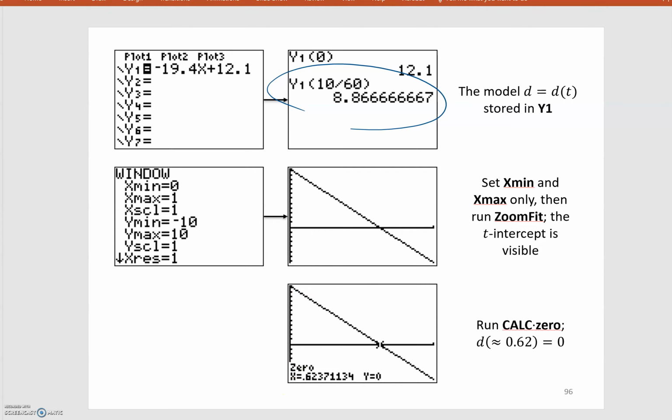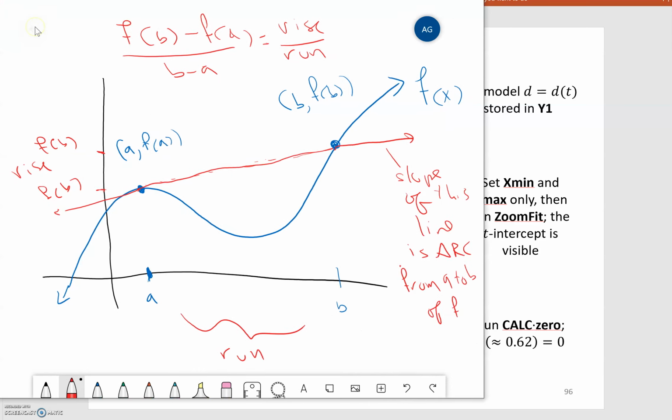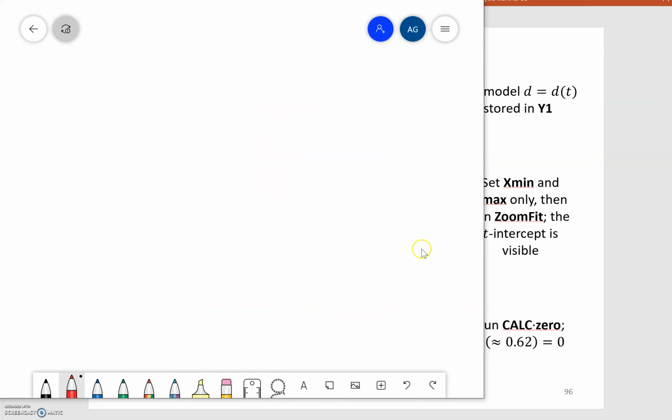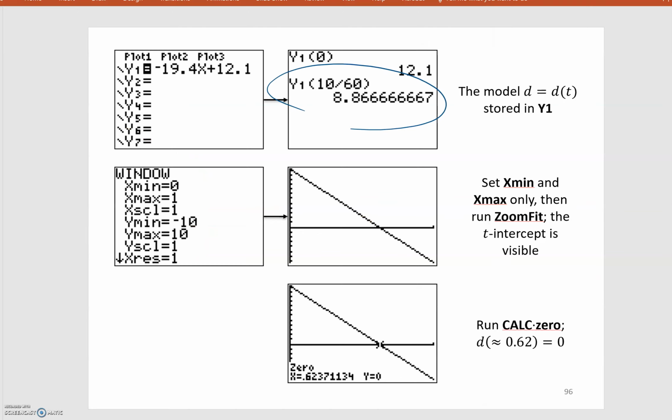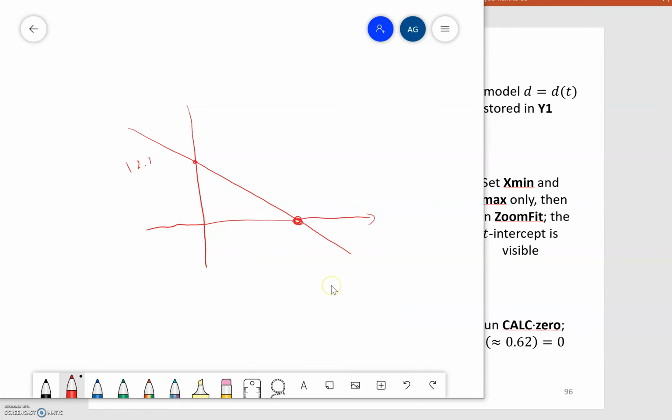So here's the idea. Actually, let me just draw a picture to show you kind of what we're getting at. We're trying to find when this function, which is a decreasing linear function about my distance from home in miles as I travel home, is zero. So we start off at 12.1, and then we want to know what that value is there. So this is an intersection of sorts. This is an intersection, but it's intersecting with the x-axis, right?